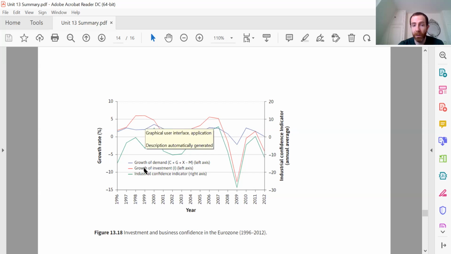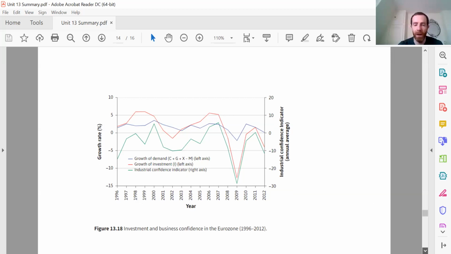And also you can see that confidence grows when demand is growing. But you see really strong correlation, particularly around the financial crisis, where you see industrial confidence fall and then investment falls. So there is a real link between the beliefs that people have about the state of the economy and how much they're going to invest.